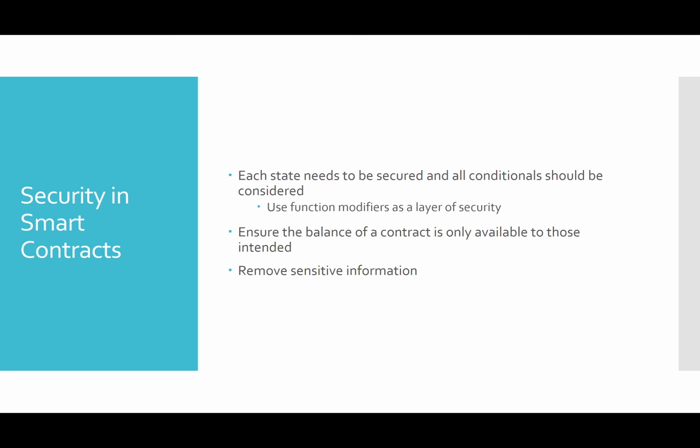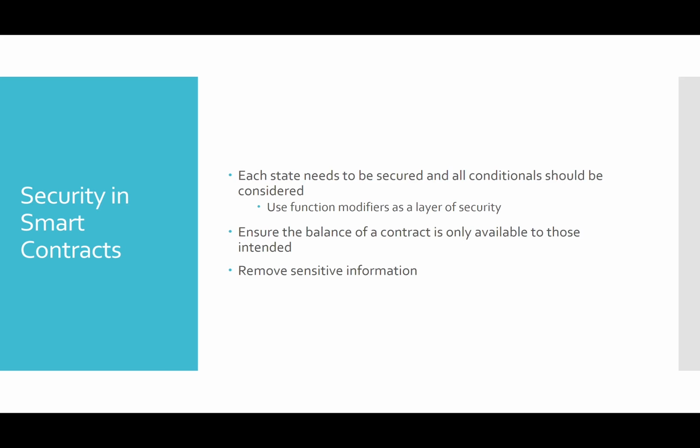Since the smart contract is public, you have to be very careful about what it can and cannot do. So you need to make sure every state is secured and all conditionals should be considered. Solidity offers something called function modifiers, which are like extractable if statements. So you can make sure that certain functions of your contract are only accessible by certain people or in certain conditions. And they help a lot with adding an extra layer of security.